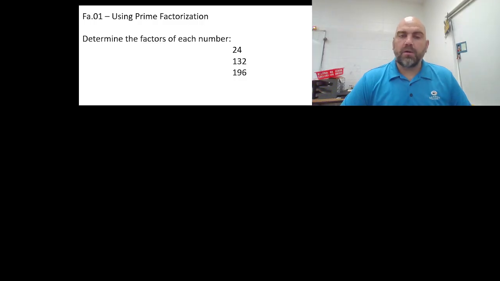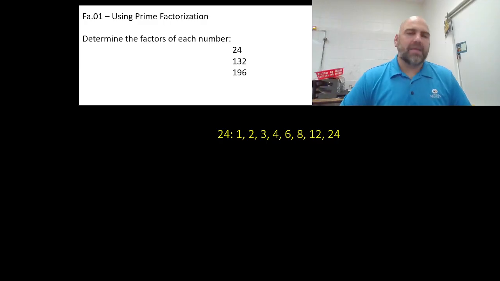So the number 24 has factors 1, 2, 3, 4, 6, 8, 12, and 24. Did you get them all? Good job, way to go. I'm guessing you got them all, right? Make sure that we're getting all of them, and you can again do them in pairs: 1 and 24, 2 and 12, 3 and 8, and 4 and 6.